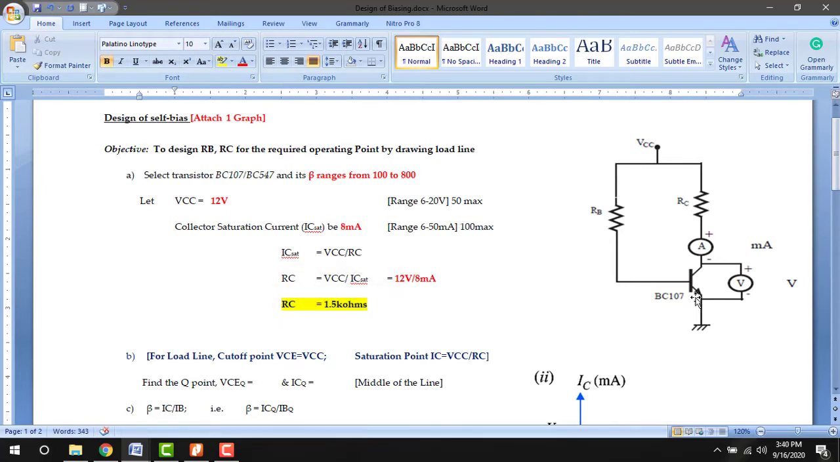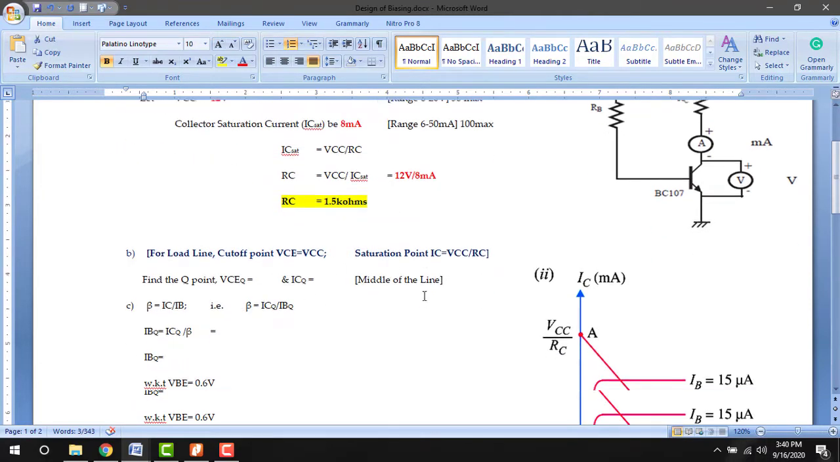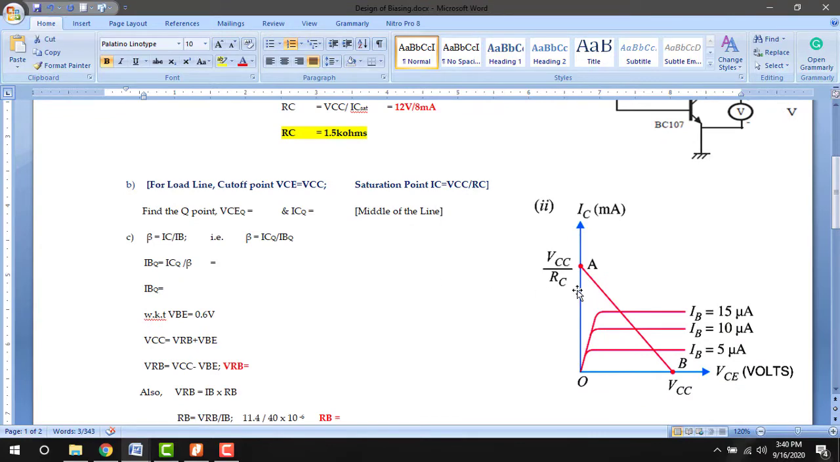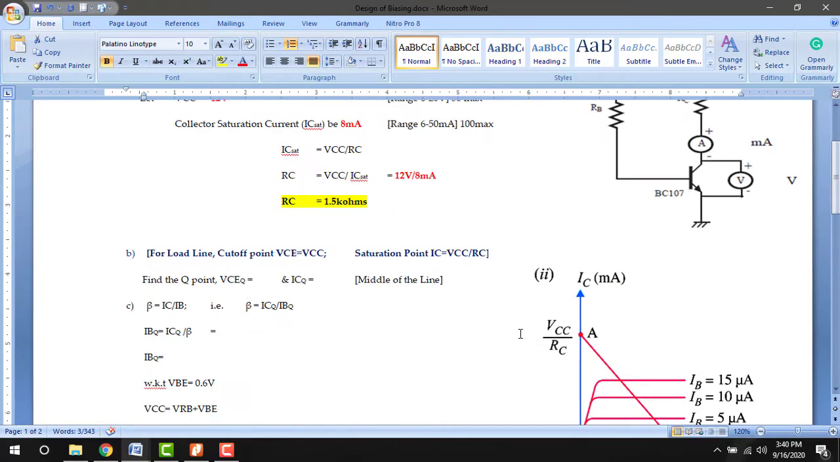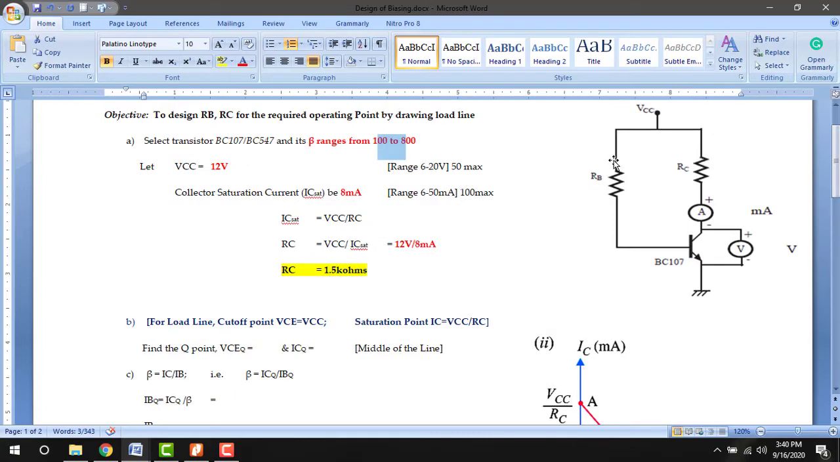Okay. Then we are going to design the RB value. Here first we assumed the IC saturation, then we calculated the RC value. For calculating the value of RB, what is the current flow to the RB? The current can be calculated using the beta value. Beta is equal to IC divided by IB, so we can calculate the IB value using beta. Beta is given in the range 100 to 800. But before that, what is our required operating point? For that required operating point only, we are going to design the circuit elements or RB value.